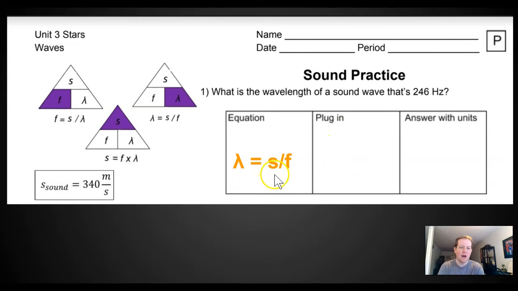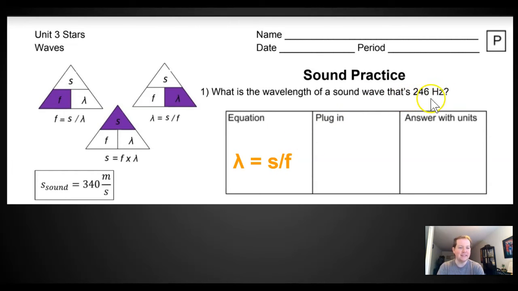what number do I plug in for speed? It's a sound wave. The speed of sound, constant. It is always 340. So it's on your paper. It's on the paper if you print it out, or if you look at it, it's on the paper right here. The speed of sound is constant. So S, easy, 340. So you put 340 divided by, what's F? What number is the frequency?